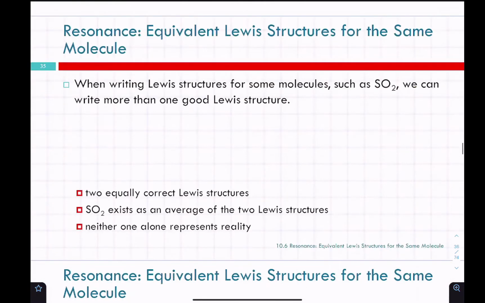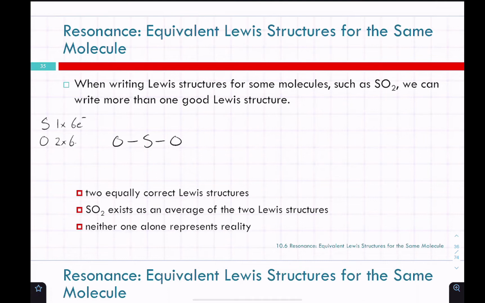Okay, so those are the exceptions. Sometimes, if we write Lewis dot structures, so for this one, I'm going to run through this quickly, just to get to the point of this. So we have sulfur dioxide. So there's sulfur, oxygen, 2 of those, 1 of these.